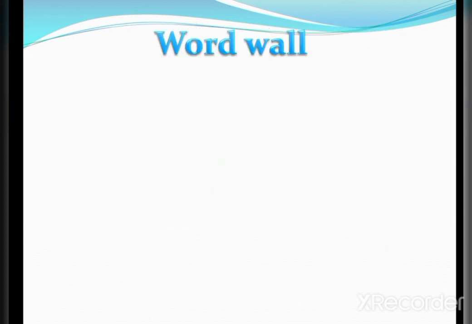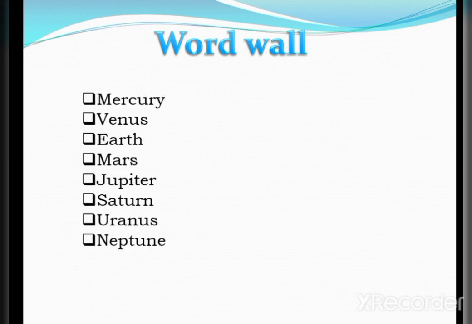Word wall. We are going to learn these words. Mercury, Venus, Earth, Mars, Jupiter, Saturn, Uranus, Neptune. Once again, we will repeat. Mercury, Venus, Earth, Mars, Jupiter, Saturn, Uranus, Neptune.